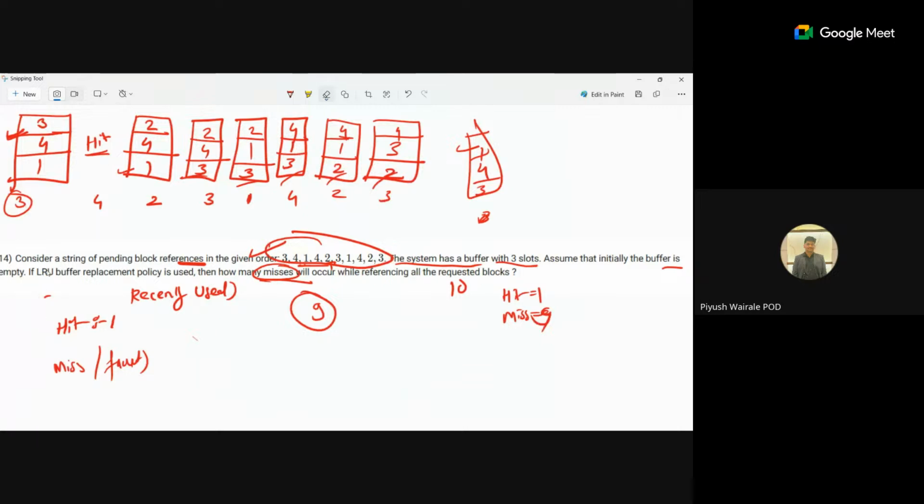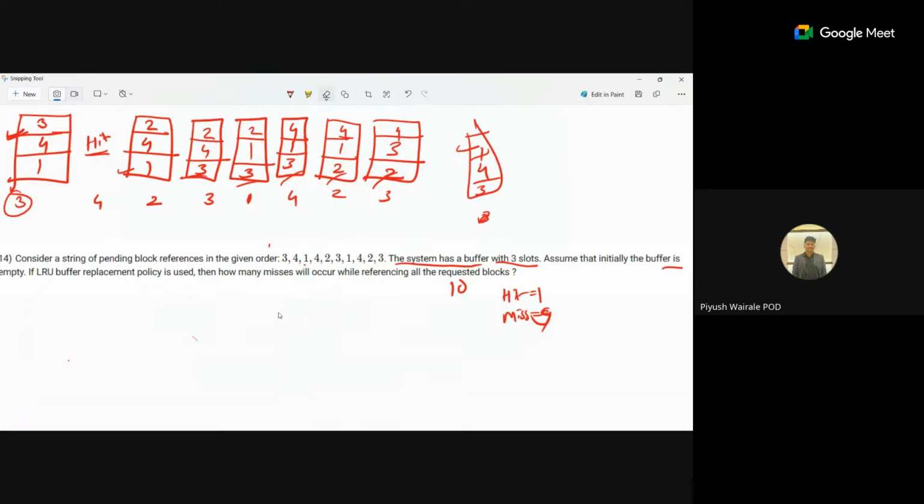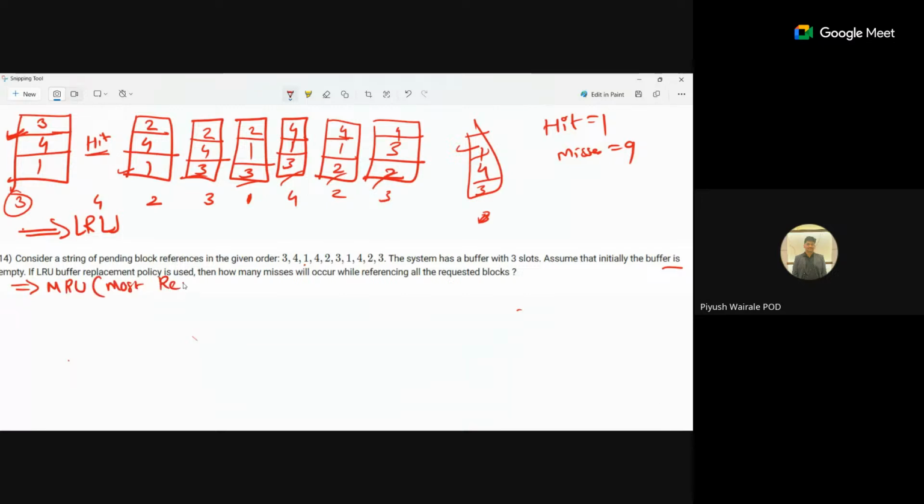Now the same question, instead of LRU, if I am using MRU, that is most recently used, then what will be the answer? Let's discuss that as well. In this case, number of hits was 1, number of misses was 9. Now this was LRU. Now we'll discuss MRU. As the name suggests, most recently used. What is most recently used? The recent one, right?